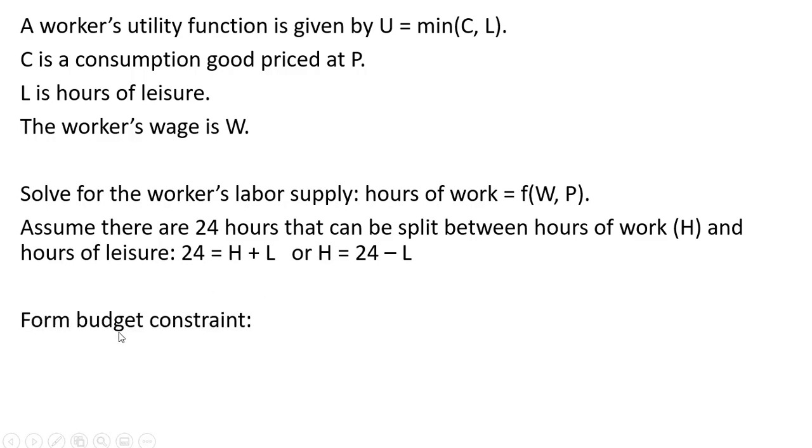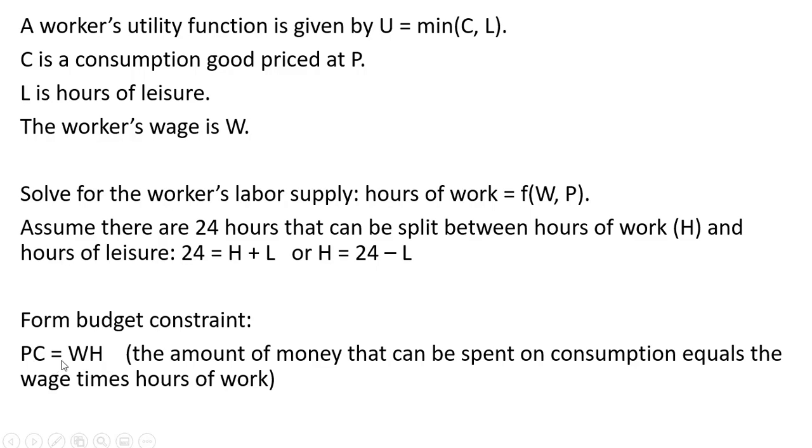Let's first form the budget constraint. It'll take this form, PC equals WH. The left-hand side is the amount of money that can be spent on consumption, the price of consumption times the units of consumption. And that's going to equal the wage times hours of work. Where H here is 24 minus L, so I make a substitution into the budget constraint.